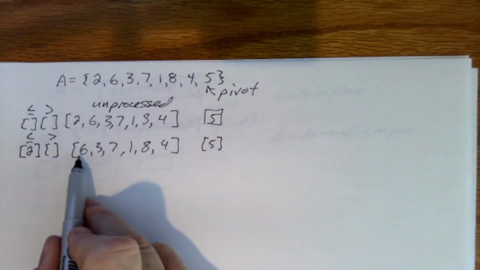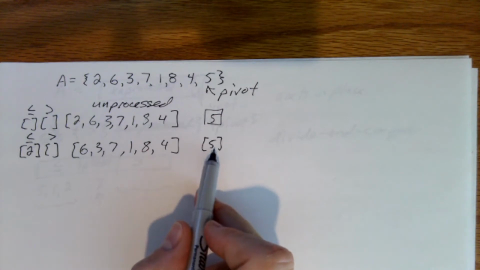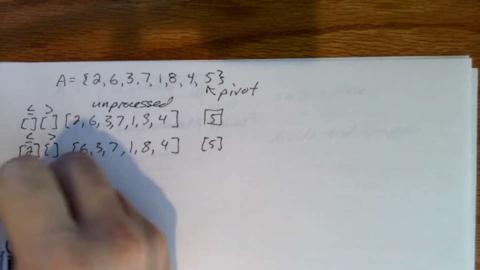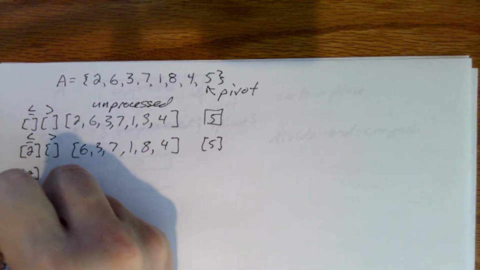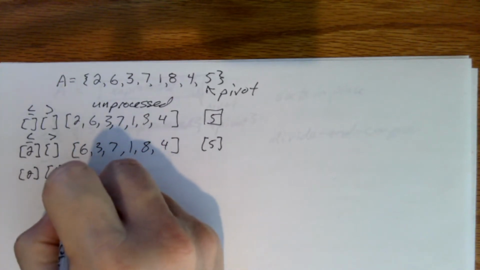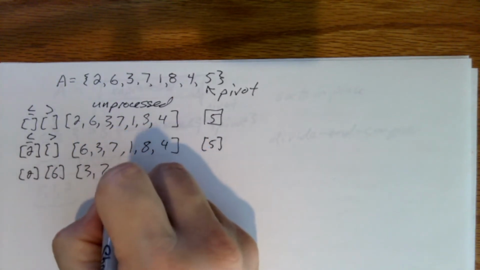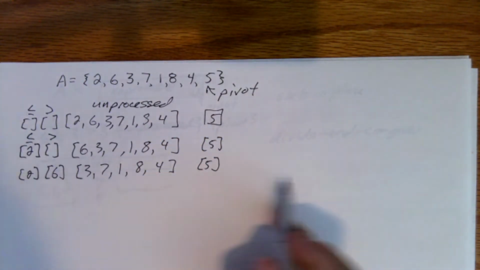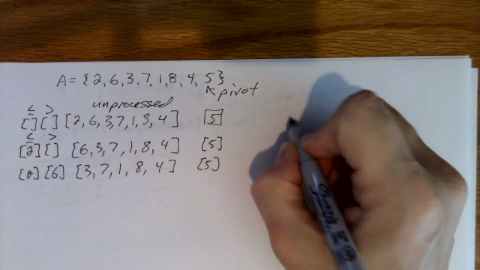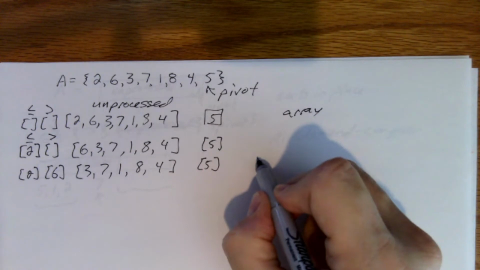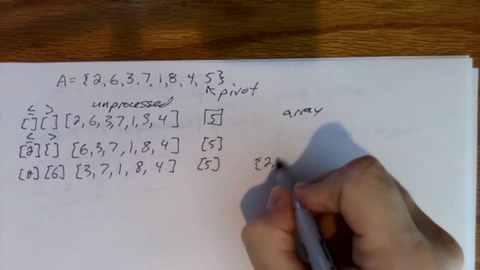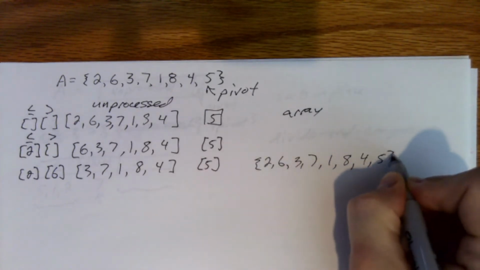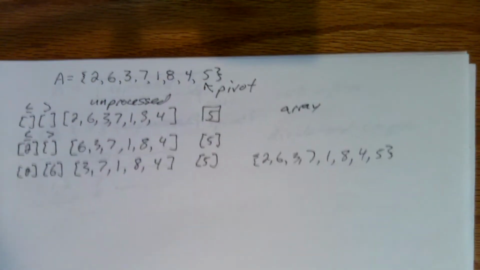And we'll still have 5 over here. So now we look at the 6. 6 is not less than or equal to 5. So our indices move on for K, but that also means this technically is in the larger group at this point. So we have 2 here, we have 6 here, and we have 3, 7, 1, 8, 4, and 5. So what does our array look like at this point? So our array, at this point, is just 2, 6, 3, 7, 1, 8, 4, 5. At this point, it's exactly what it was to begin with.